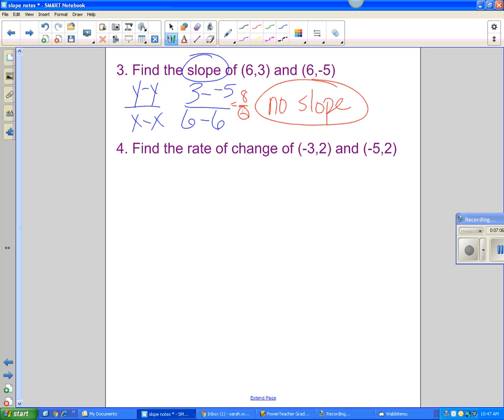Yes. Okay. Number 4. Gavin's not here. Allison, what do I circle? Good. Julius, what's the formula for rate of change?